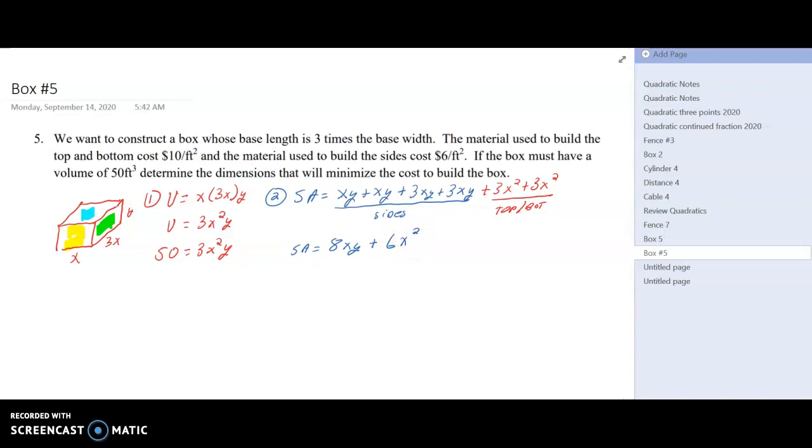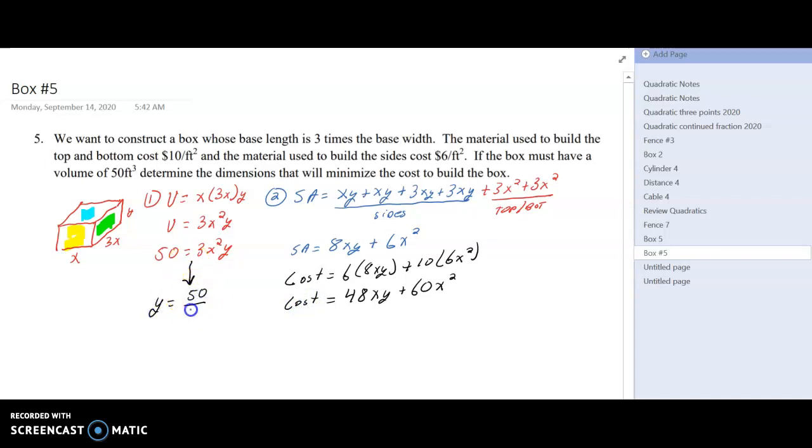And it tells us that the cost for the sides is $6 and for the top and the bottom is $10. So I'm going to write a new function. The cost is going to be 6 times 8xy plus 10 times 6x squared, which is 48xy plus 60x squared. Now this cost function has 2 variables, so we're going to go back to the red equation and solve for y. You could solve for x. It's easier to solve for the easiest variable. So y is 50 over 3x squared.